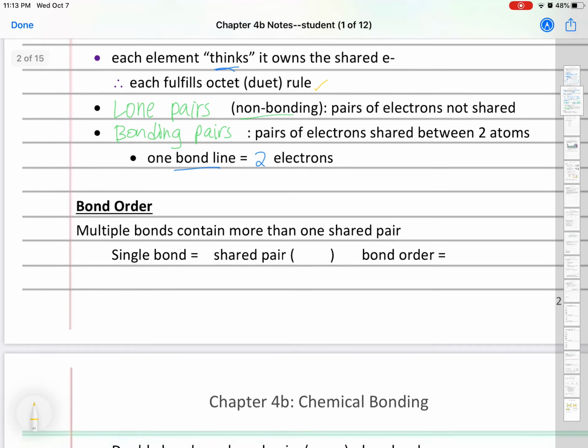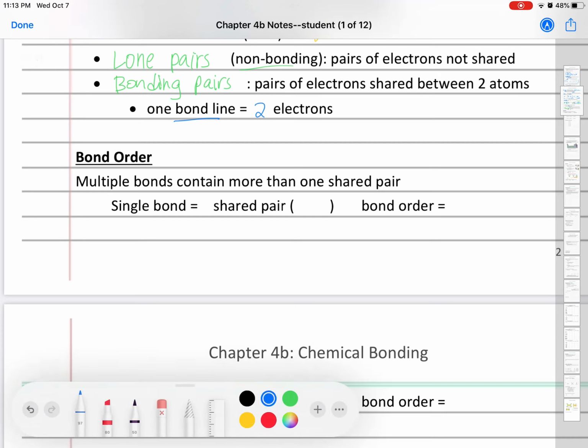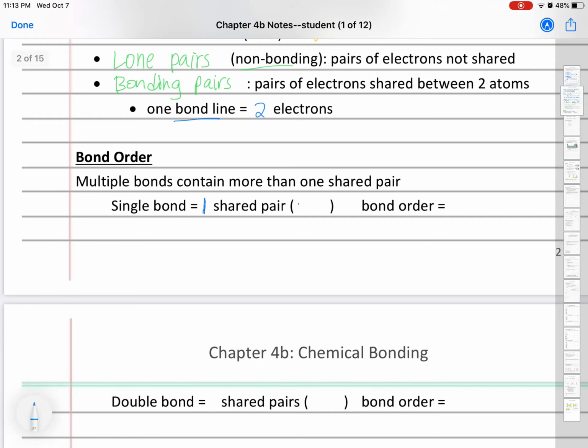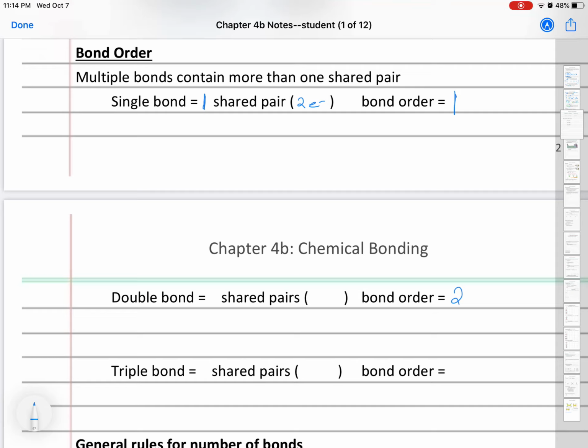You can have single bonds, double bonds, and triple bonds, and we call that the bond order. Multiple bonds contain multiple pairs of electrons. A single bond is made of 1 shared pair, which is 2 electrons, and we call that a bond order of 1. A double bond has a bond order of 2, and it is 2 shared pairs, which means 4 shared electrons. And a triple bond has a bond order of 3. It has 3 shared pairs for a total of 6 shared electrons.